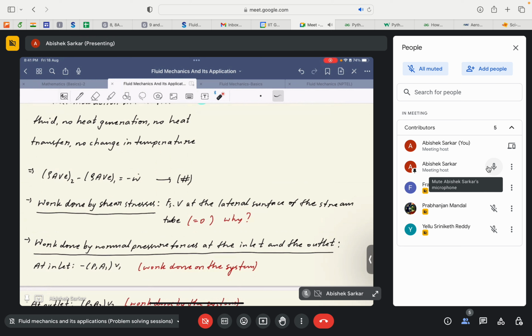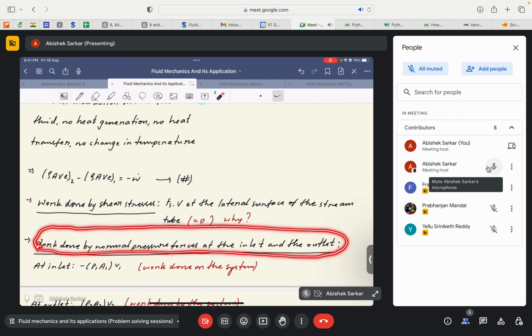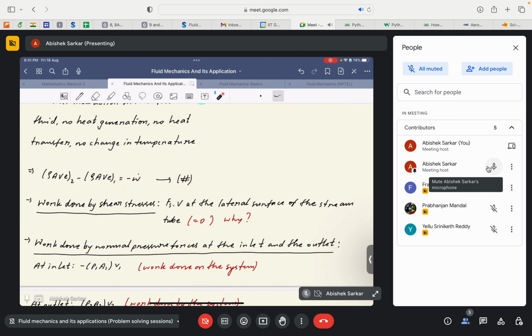Keeping that in mind, in this equation, rho AV E, where E is the net energy per unit mass, at 2 minus rho AV E at 1, basically the energy flux to the control volume, is equal to the negative of the net work output. So what are the possible ways through which work interaction can take place? One is work done by the normal pressure forces at the inlet and outlet. This is essentially the flow energy, the energy required to push the flow through the inlet and outlet.